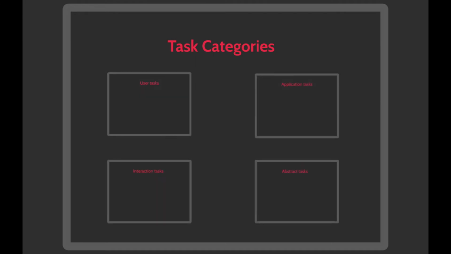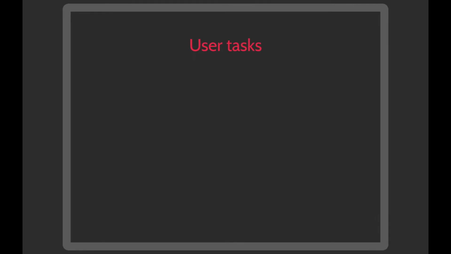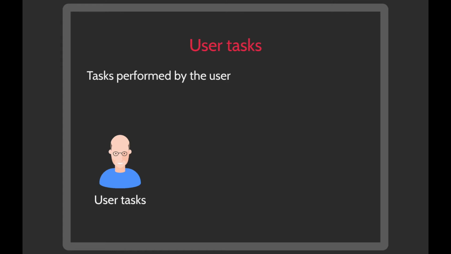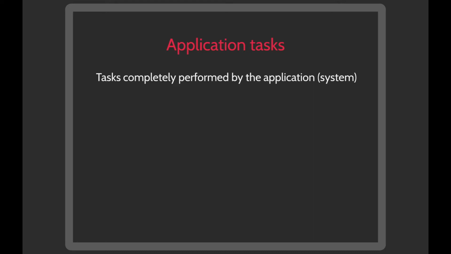Actually, we have four categories. The first one is when a task is completely done by the user, like for example, making a decision like answering the phone, and the notation used to express this looks like this. Then we have the application task, and this is done completely and only by the computer, like for instance, checking a login and password, and the notation used to express this looks like this.